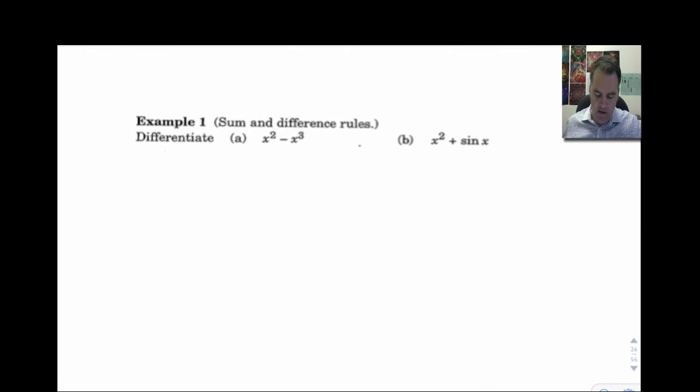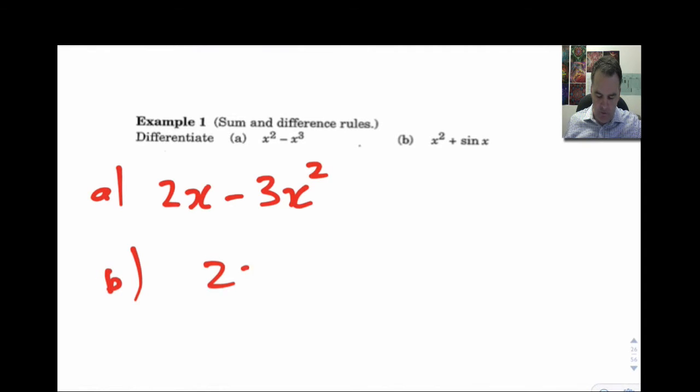So for this one here, the derivative of x squared minus x cubed, I'm just going to write down the derivatives. So that's just going to be 2x minus 3x squared. We know those derivative rules for polynomials. For b, x squared plus sin x, the derivative would be 2x plus cos x. So if you have a sum of two terms, you just do the derivative of each individual term.